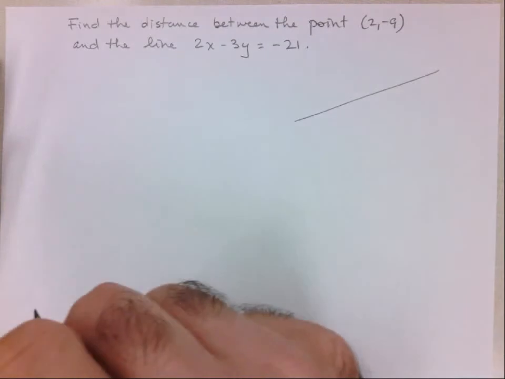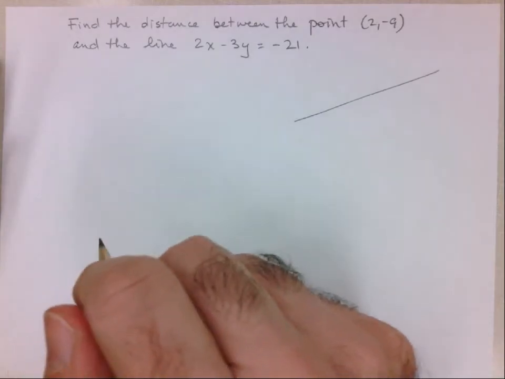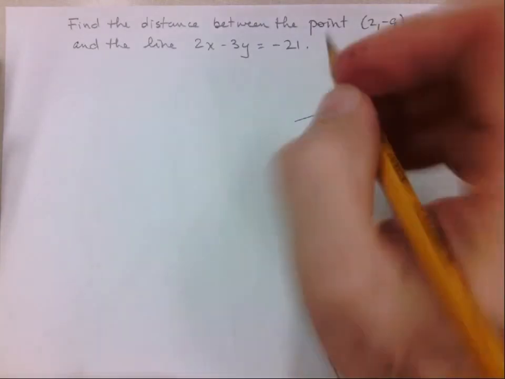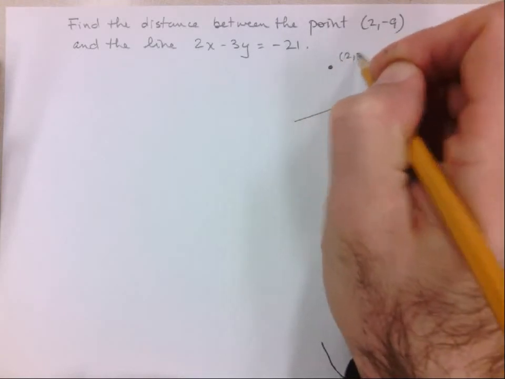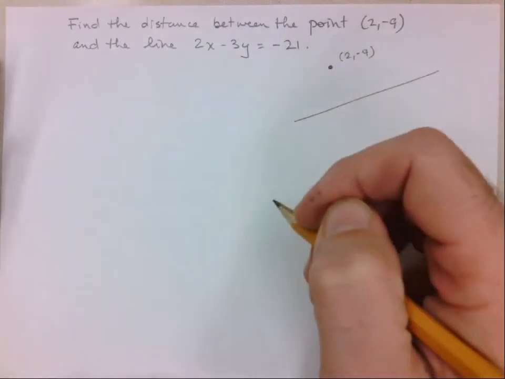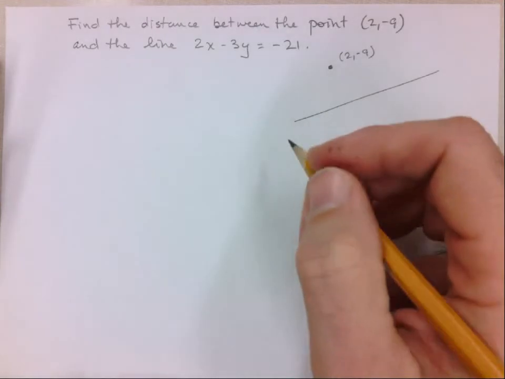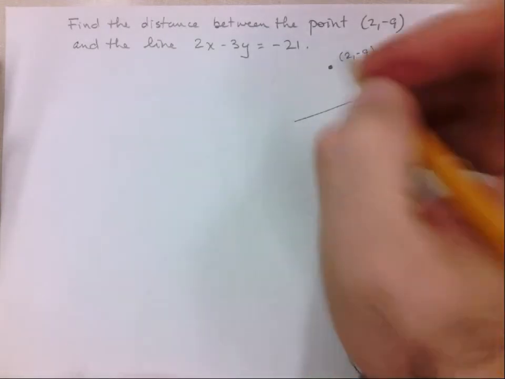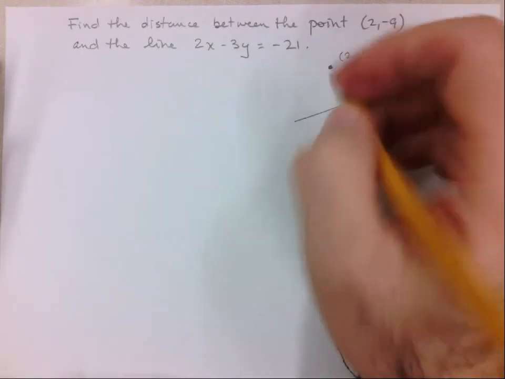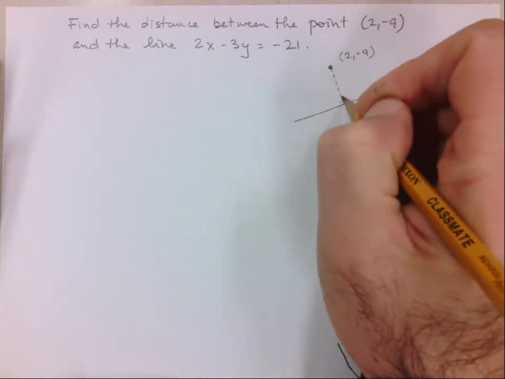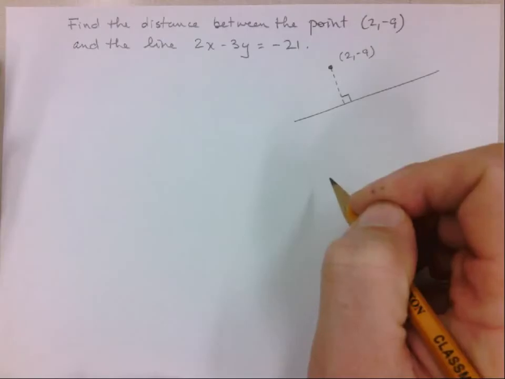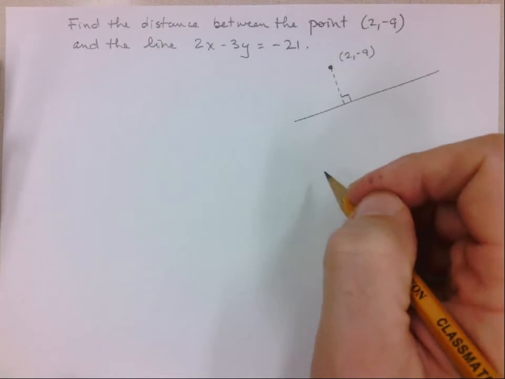Say I've got some given line, 2x minus 3y equals negative 21, and I want to find the distance from the point (2, negative 9) to this line. Not surprisingly, the way we define the distance between a point and a line is the shortest distance. In other words, the distance that you get by joining that point to the line in a perpendicular way.